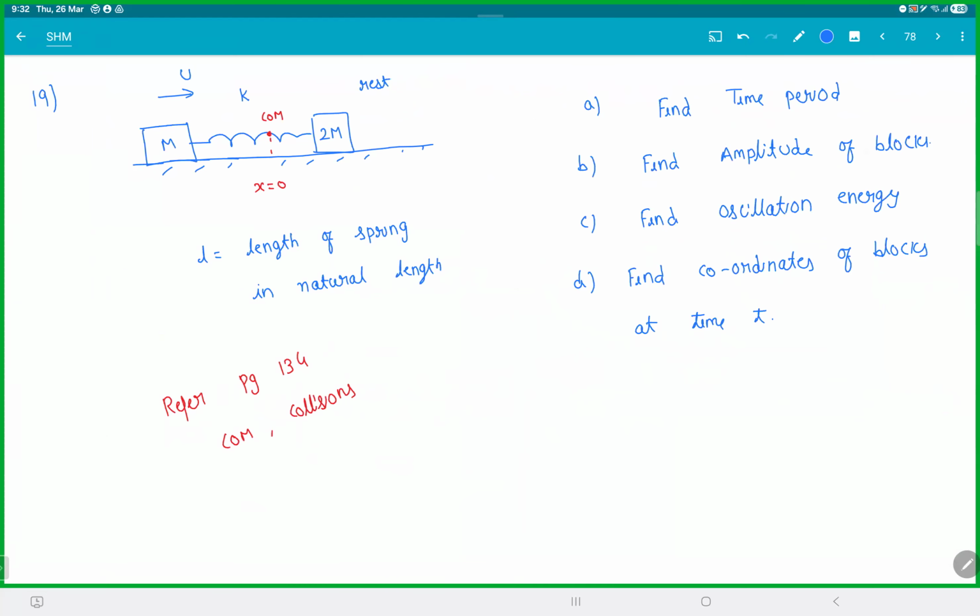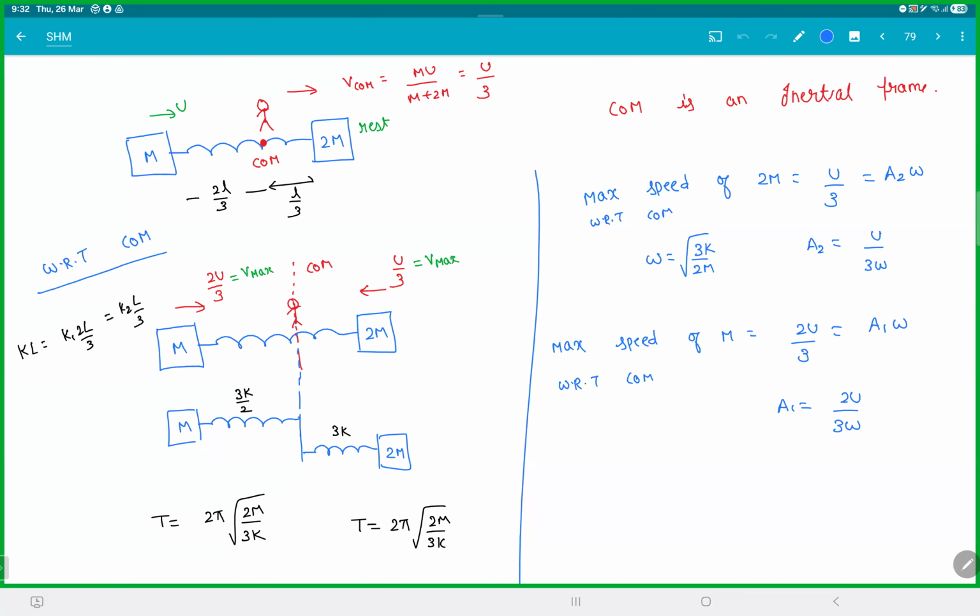So first thing, you got a block here, you're sending it with u. What did we say? We said everyone is going with different accelerations, but the center of mass is going with constant velocity, right?